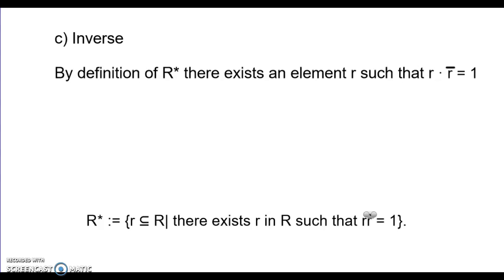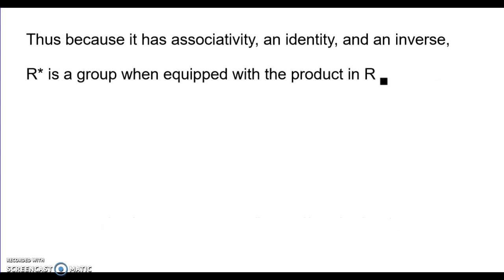Well then, if we look at the definition down here, we know that part of the definition of R star says that we have an inverse, that if you take R times R bar, you get 1. So just because of the definition of R star, we now have that. So we can say that R star is a group when equipped with the product in R, because it has associativity, it has an identity, and it has an inverse.